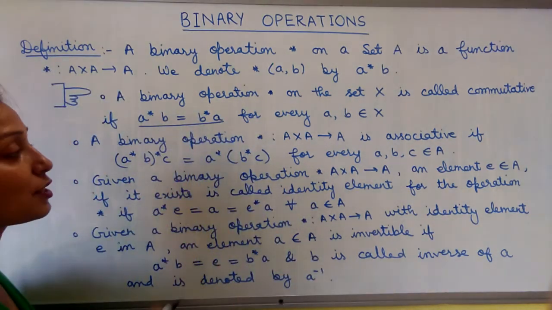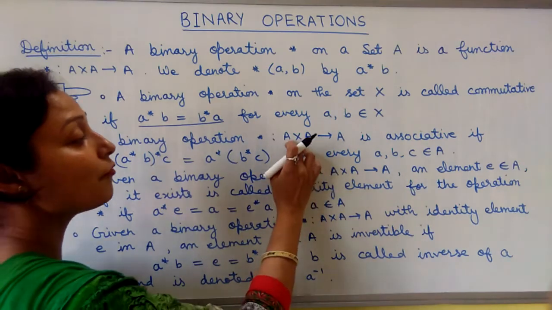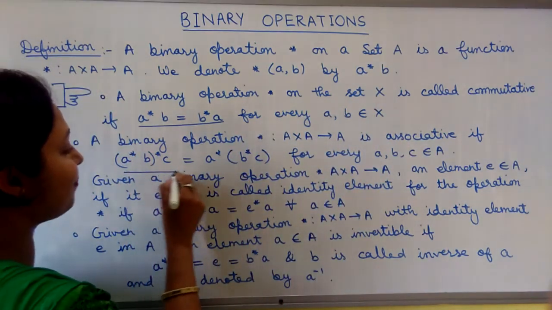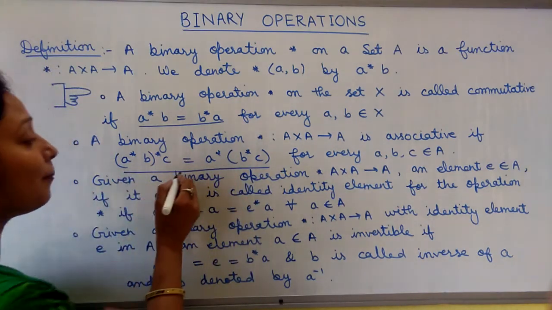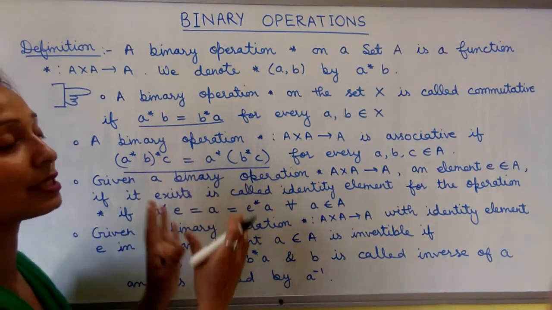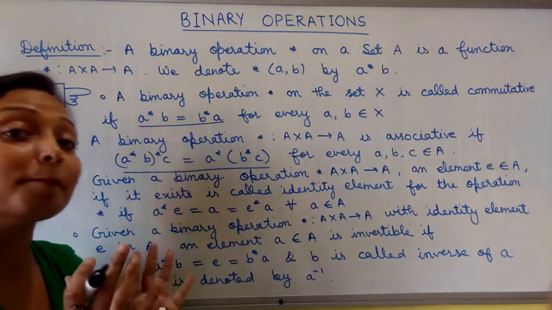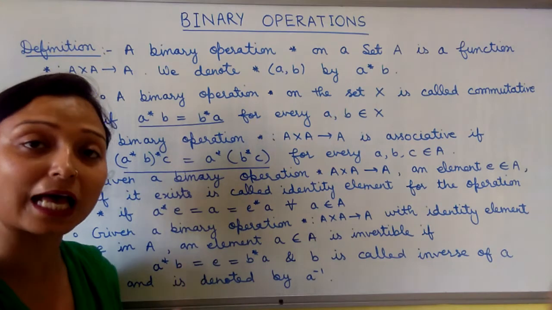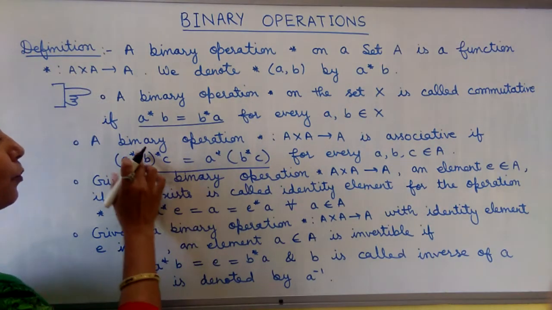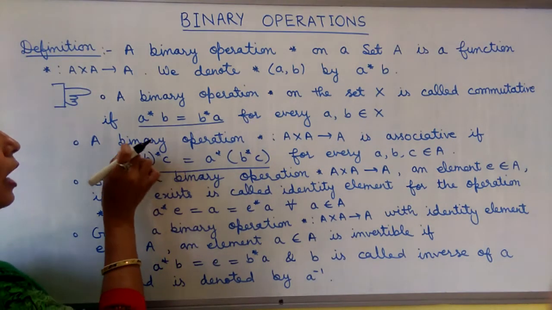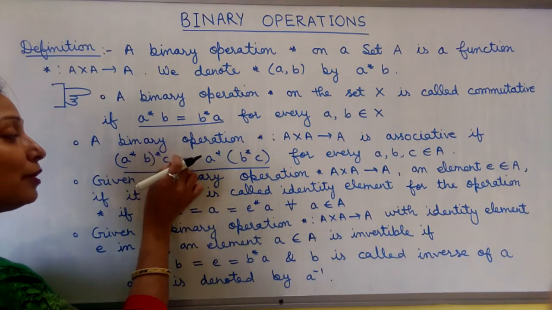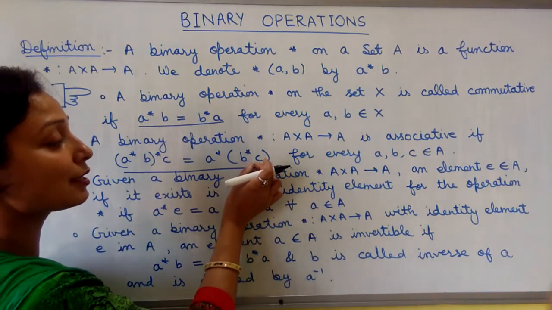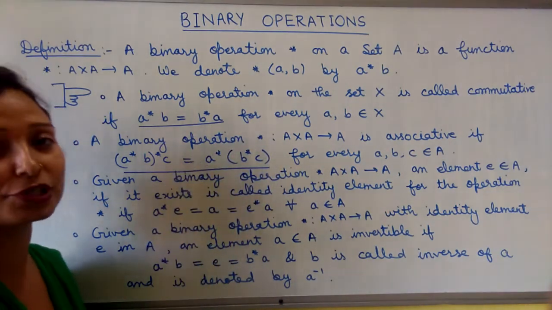Now come to the associative property. A binary operation from A cross A to A is associative only if it satisfies this equation. That means the binary operation is associative. You have to prove it: first do the binary operation on these two, then do the binary operation of that result with the third element, and this will be equal to the right hand side, where we first operate on the other two and then operate with A.